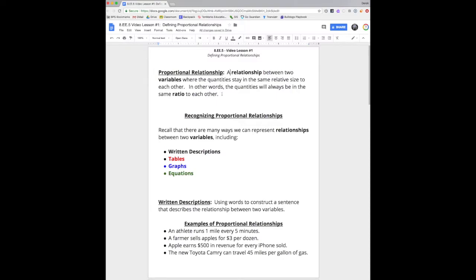These relationships may change over time. Both quantities may start to increase or decrease, but they're going to remain in the same ratio to each other no matter how large or how long the relationship goes on for.